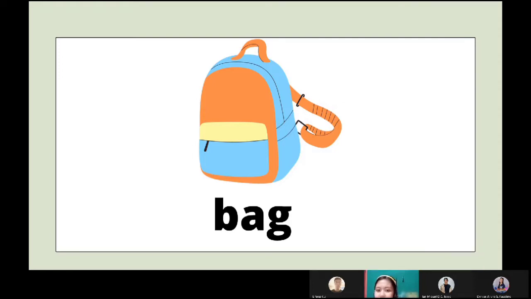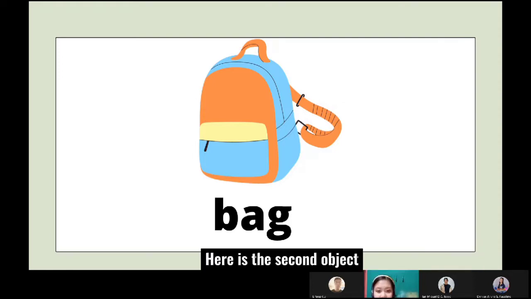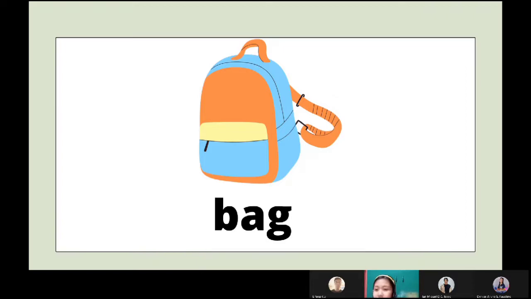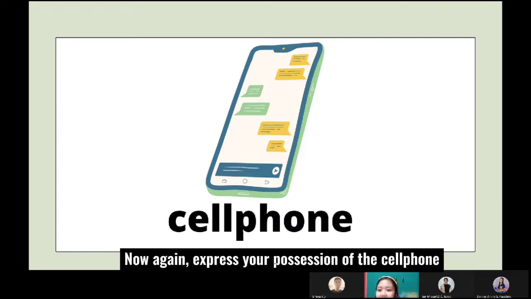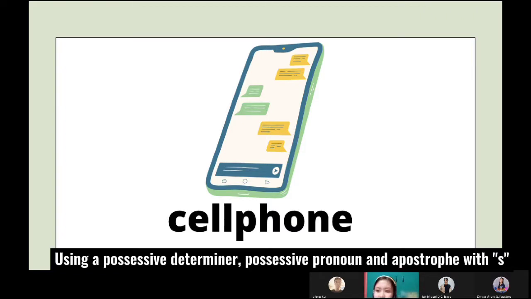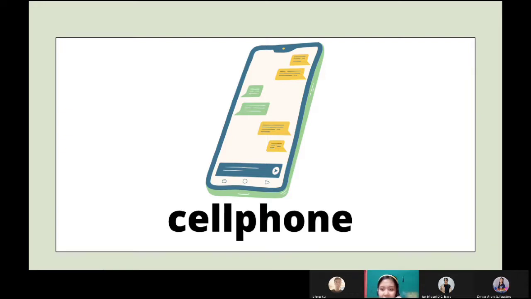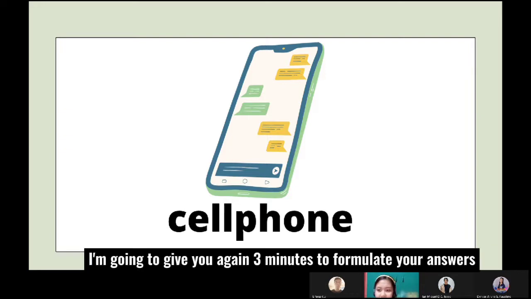Thank you. Now, here is the second object, a cell phone. Now, again, express your possession of the cell phone using a possessive determiner, possessive pronoun, and apostrophe with S. I'm going to give you again 3 minutes to formulate your answers.